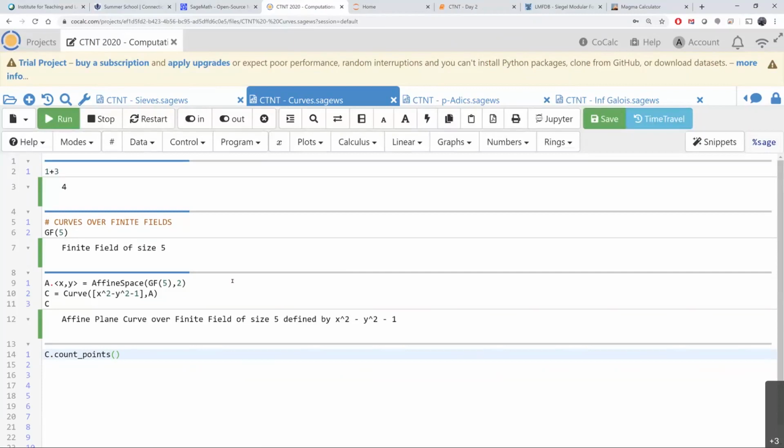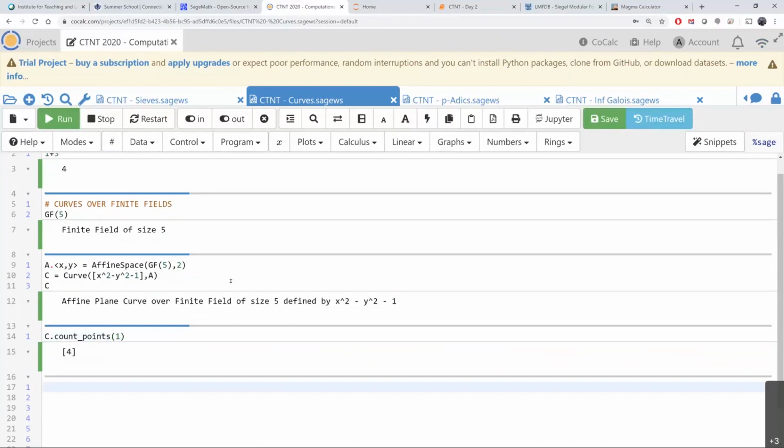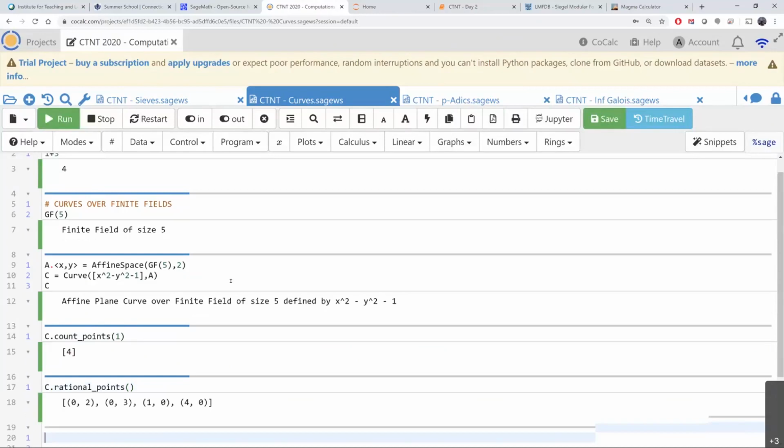And here the Sage commands, you saw they all have these parentheses because that's where you would put in parameters. So here actually you need a parameter. You need to say 1 if you want to count the points over the base field. So that tells me that there are 4 points over the finite field of size 5. So we can actually look at them. The rational points, rational means F5 rational. Those are the points. There you go.